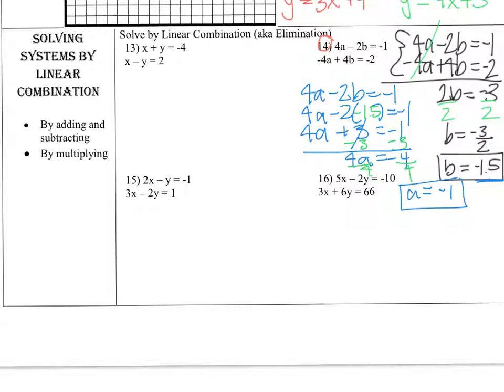Now remember, it's not an answer until you put this into a coordinate point. So the answer is that these two lines cross at negative 1, comma, negative 1.5. And that means that these two lines intersect at one point.